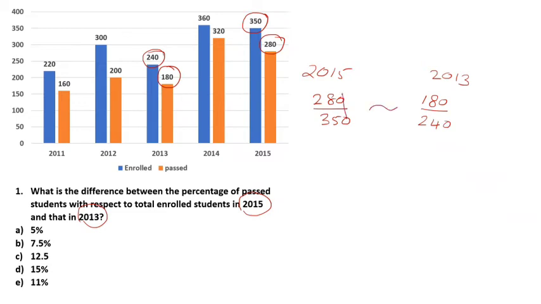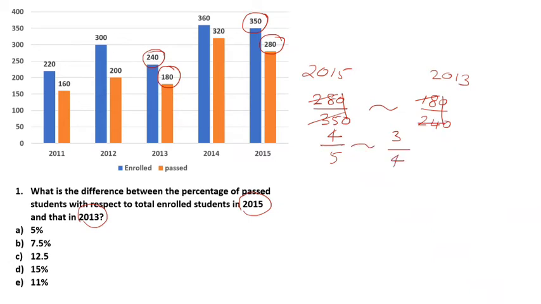Here you can cut these zeros. 28, 7 goes 4 times. 35, 7 goes 5 times. Here 18 and 24, 6 will go 3 times. Here 6 will go 4 times. Now you have to find out the difference between these two fractions.